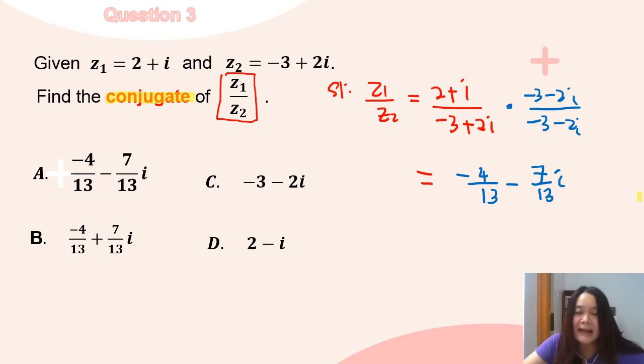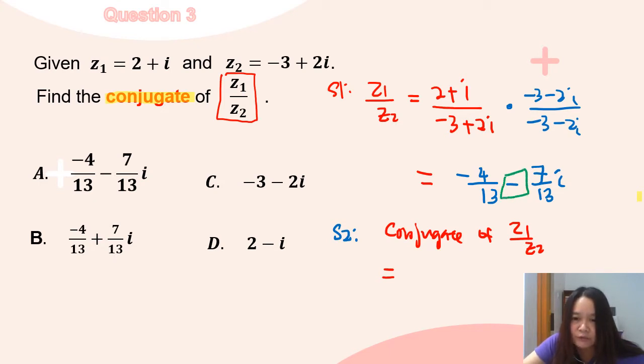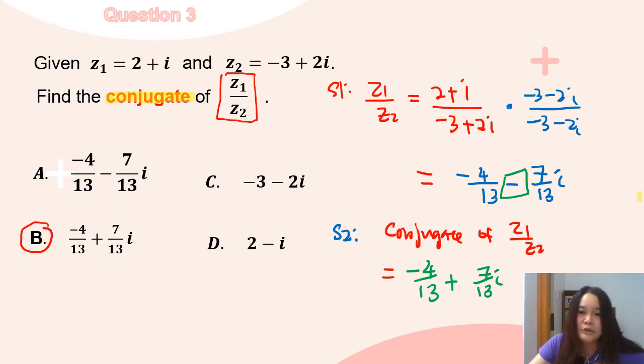But this is not the answer that I want. I want the conjugate. So step 2, I'm going to find the conjugate of Z1 over Z2. For the conjugate, we just change the sign of the imaginary part. So it will become -4 over 13 plus 7 over 13i. So the correct answer should be B.